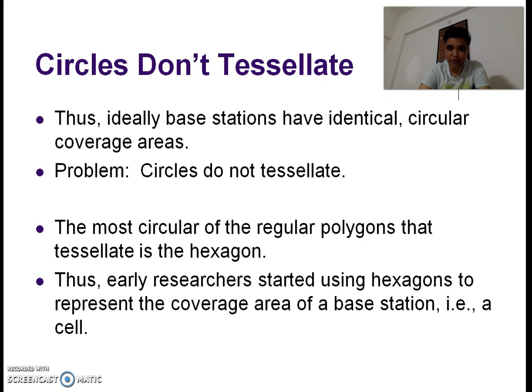If you try to cover this area with circles, either some area between the four circles is not covered by any circle, and that area will not be served. Or if you want to cover that area, the circles are going to overlap, meaning two or more base stations want to provide service there at a time. The most circular of the regular polygons that tessellate is the hexagon, without overlapping. Thus early researchers started using hexagons to represent the coverage area of a base station, that is a cell.